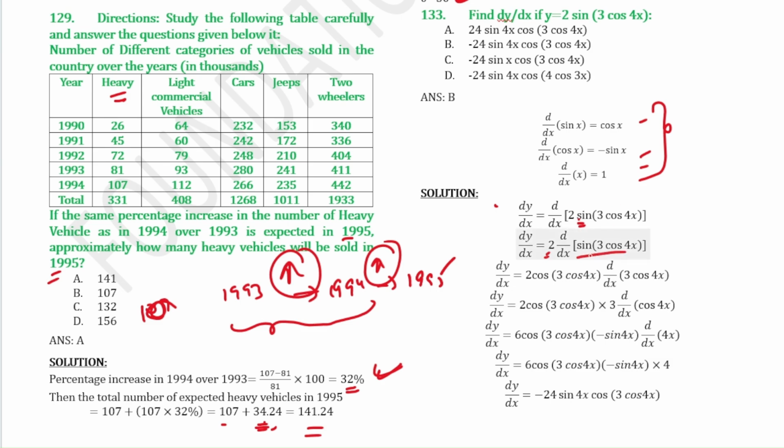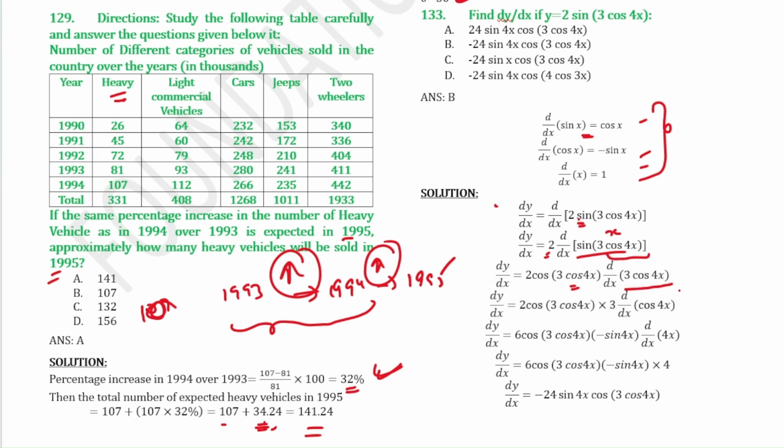Now if you see this part carefully, d by dx. Suppose this one is x, okay? So this is similar to this one, right? That means differentiation of this one will give you cos x, right? Differentiation of sin x will give you cos x. So differentiation of this one will give you cos 4x. The x value is 3 cos 4x, right? So you can take out the 3. Now this part remains.